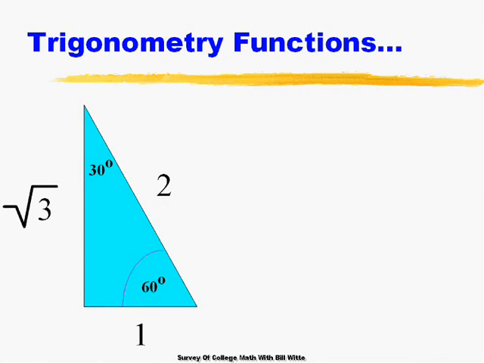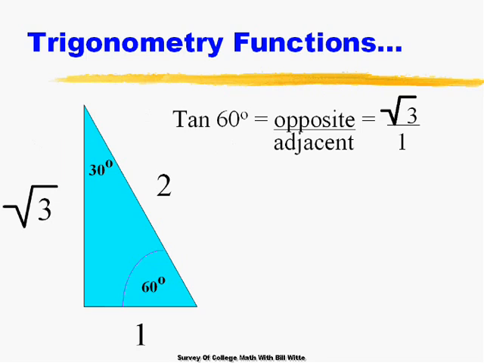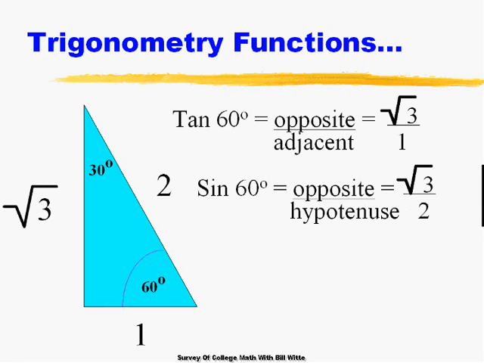Okay, so if I gave you this triangle, I might want to know what the tangent of 60 degrees is. Well, by definition, the tangent of 60 degrees is the opposite leg. You see where the 60 is. So the opposite leg would be square root of 3 over the adjacent leg, in this case, which is 1. So the tangent of 60 degrees will come out to whatever number the square root of 3 over 1 is. The sine would be the opposite over the hypotenuse.